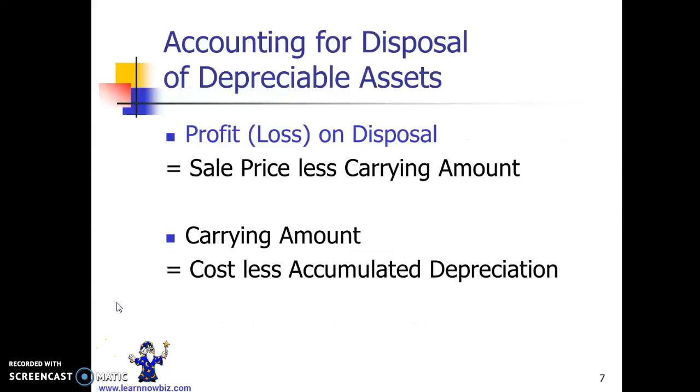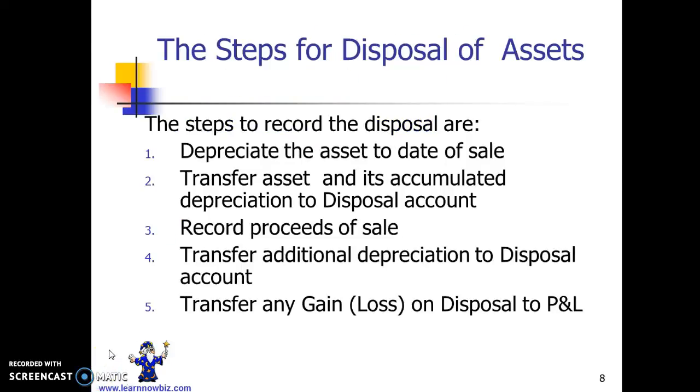Let's recap a few items here. Remember, profit on disposal is sale price less carrying amount. Carrying amount is cost less accumulated depreciation. There are a number of steps in the disposal of assets. The steps to record disposal are as follows.